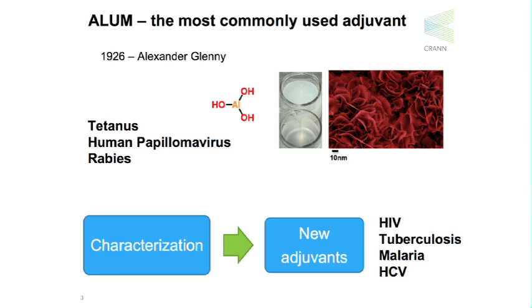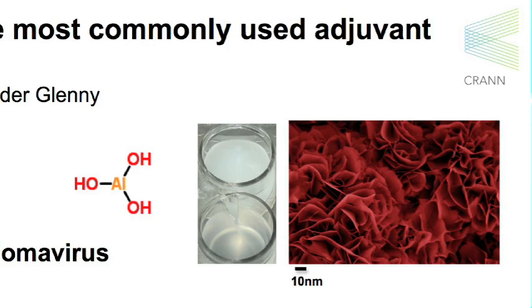So one of the most commonly used adjuvants is alum. It was discovered in 1926 by Alexander Glenny, and for almost 80 years it was injected into more than 1 billion people. It can protect us against tetanus, human papillomavirus, which causes cervical cancer, or rabies. The composition of alum is really basic because it's just aluminium hydroxide or aluminium salts. By eye, it looks like a white solution full of particles, and they look like this under the microscope.